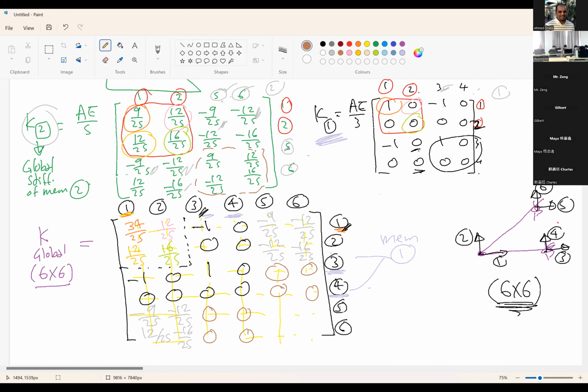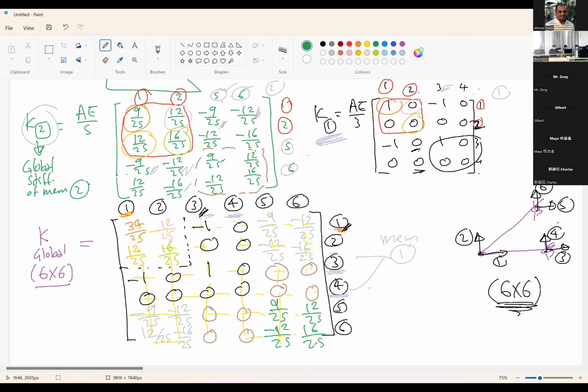So 5, 5 is 9 over 25. 6, 5 is 12 over 25. Here, negative 12 over 25. Here, 16 over 25. Okay. Do you have any problem constructing this global stiffness matrix? Do you have any problem?